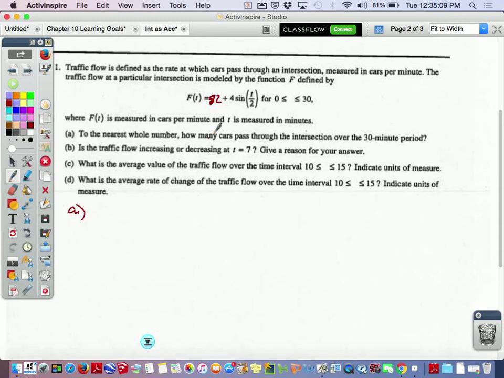Again, we have this consistent piece. How many? So we want to integrate over the rate. So we will integrate over our rate function f of t over the 30-minute time period. So we'll go from 0 to 30. And then that answer, oh, by the way, this is to the nearest whole number, we end up getting 2,474 cars.